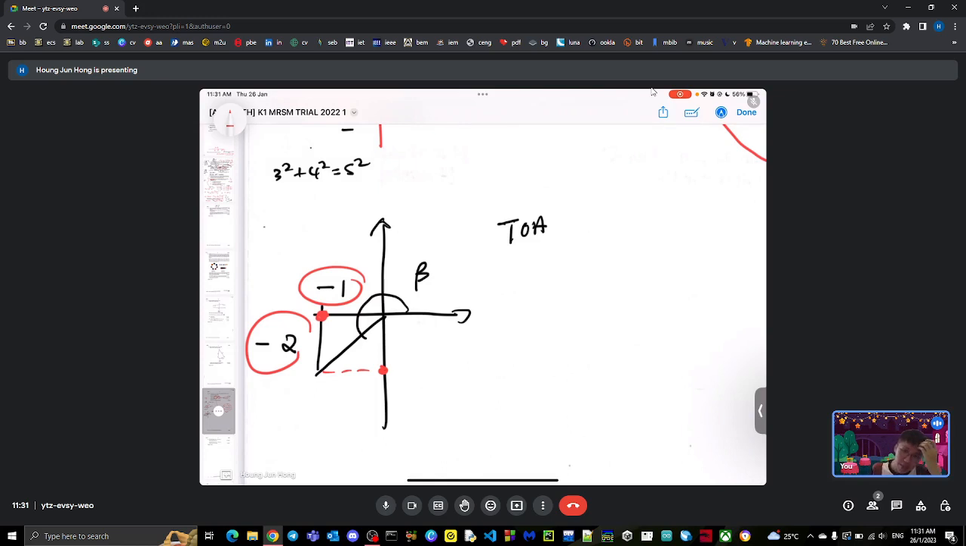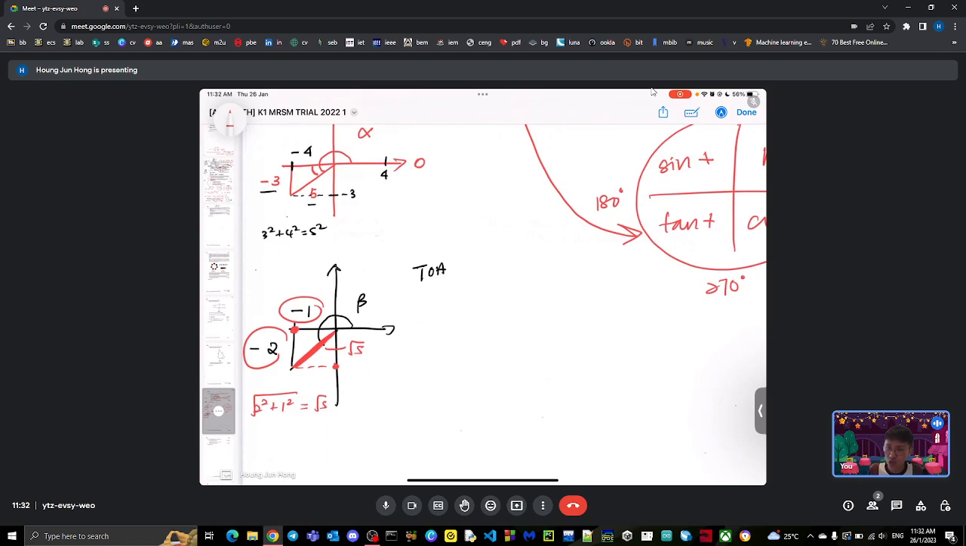Again, we can find the third line, which is our hypotenuse. Hypotenuse is always positive because it's a length, it's a magnitude, it's not something we measure by positive and negative. So in this case, what is this length here? This length would be 2 squared plus 1 squared, equal to root 5. So now we have worked out all the sides of these two triangles.